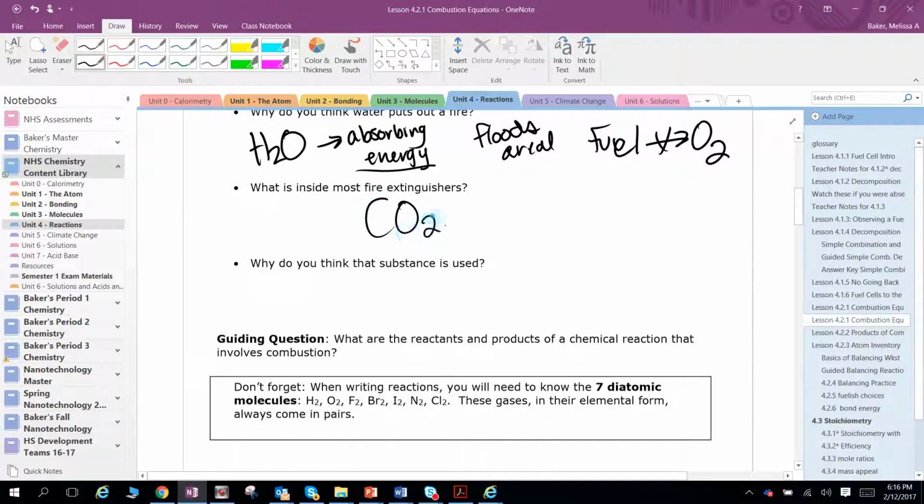We talked about how fire extinguishers have carbon dioxide gas, and that this is used because it's not reactive, it's not a fuel, and it's not oxygen. And even though it kind of looks like it, it's different. And so it also floods the area and prevents that fuel from having access to the oxygen.